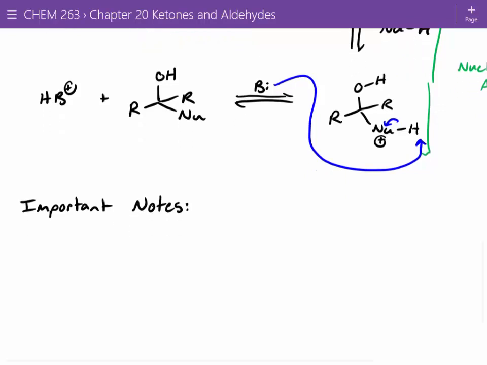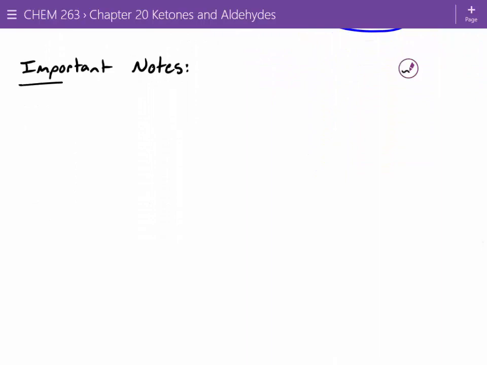So let's make a list of important notes. The first one is the reactions are in equilibrium. That's an important thing to remember. So it's not that they're one-way arrows. Oftentimes they're quite reversible.